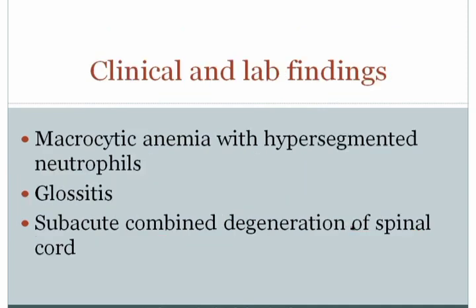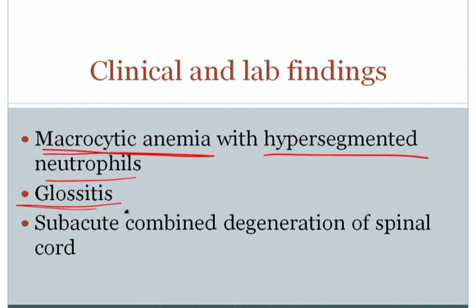The clinical and laboratory findings of vitamin B12 deficiency are much of what we've already covered. So, for example, there will be a macrocytic anemia with an MCV greater than 100 with hypersegmented neutrophils. There will also be glossitis due to poor turnover of the cells of the surface of the tongue. And third, and very important in the context of this discussion, is that the patients can get a subacute combined degeneration of the spinal cord.